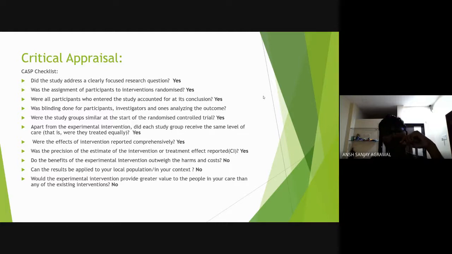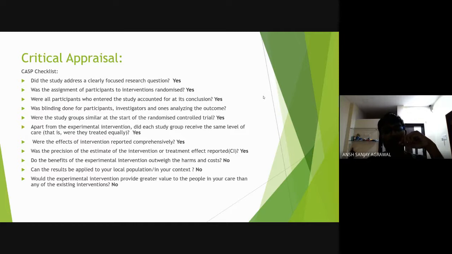Do the benefits of the experimental intervention outweigh the harms and costs? I would say no, because in this case, the trial has shown that TDF does not have any overt benefits over placebo. So I wouldn't say that the benefits outweigh the harm or cost. Can the results be applied to a local population in a context? I am saying no. There is an explanation behind this, which I would like to elaborate in the next slide. Before that, we'll continue to the last point.